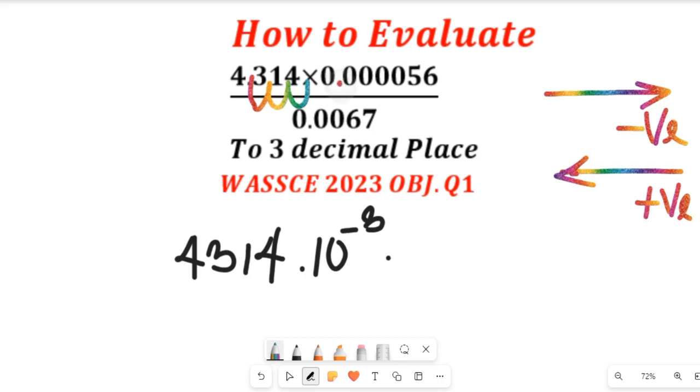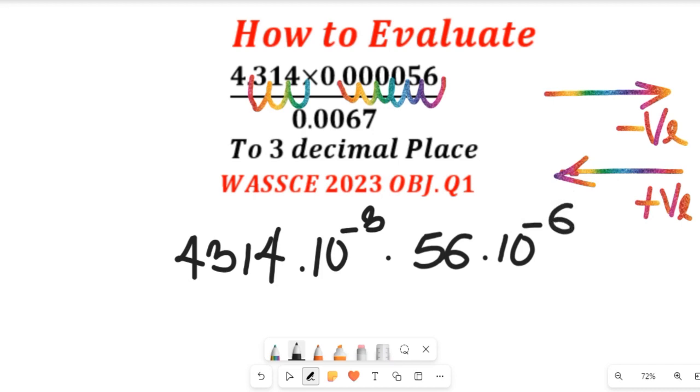Let's shift this decimal to the end. This will give us 1, 2, 3, 4, 5, and 6. So that will give us 56 multiplied by 10 to the power of negative 6. Remember, we shifted it from the right hand side to the left hand side.